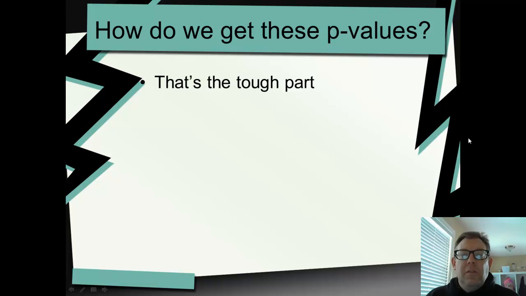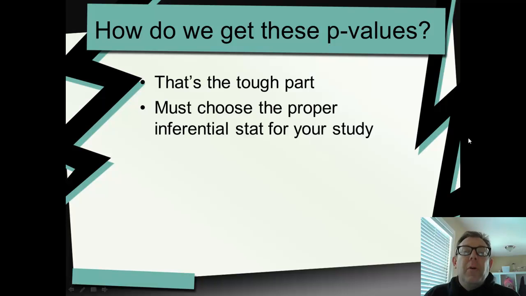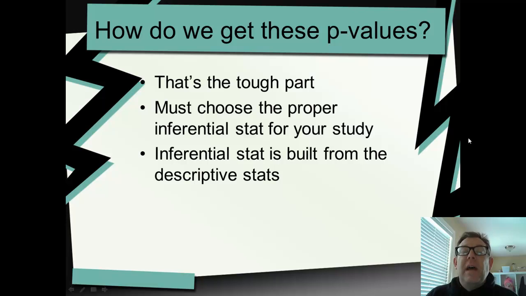Understanding what a p-value is and how that fits into the framework of the experiments we're doing is straightforward. The only tough part is figuring out how to get that p-value. You've got to choose the proper inferential stat for your study. And there are a lot of factors that go into determining which is the proper stat. We'll talk about those later. Once you have the correct inferential stat, it's built from the descriptive stats. So again, it's a way to simplify the descriptive stats, and you simplify them all the way down into a single number called the p-value.